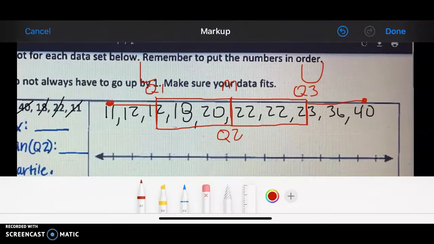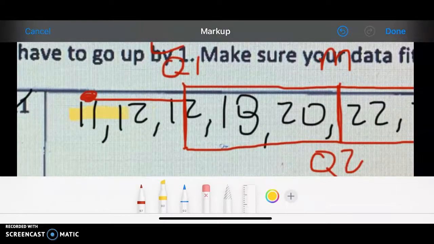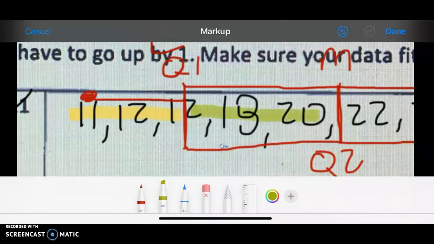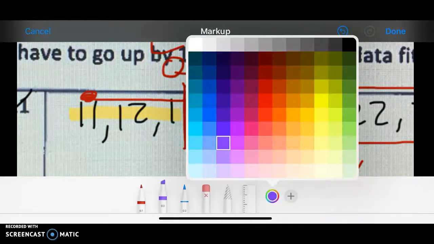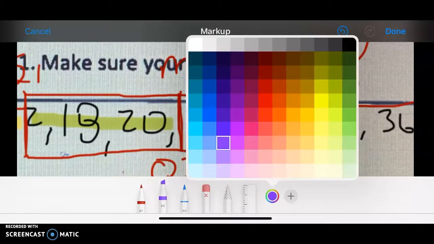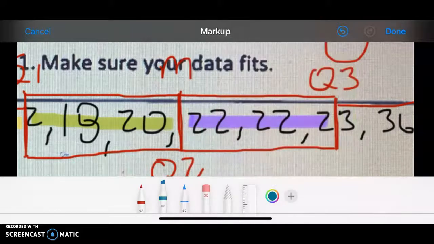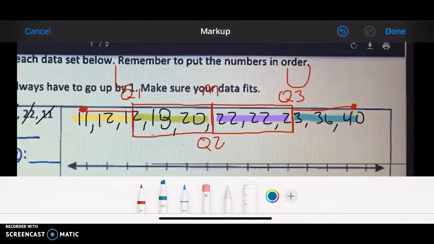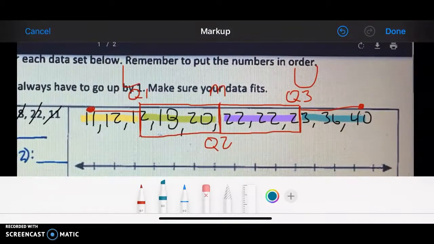The first quartile is right here. That's quartile 1. Okay? Then we have quartile 2, which is this section right here. Then we have quartile 3. And then the 4th quartile. So if we look at that, it's all perfectly evenly laid out, right?